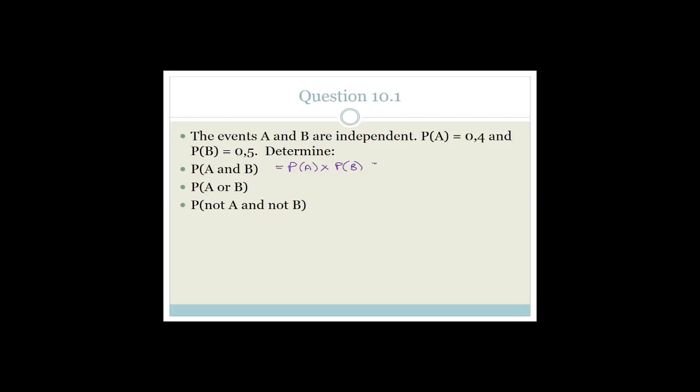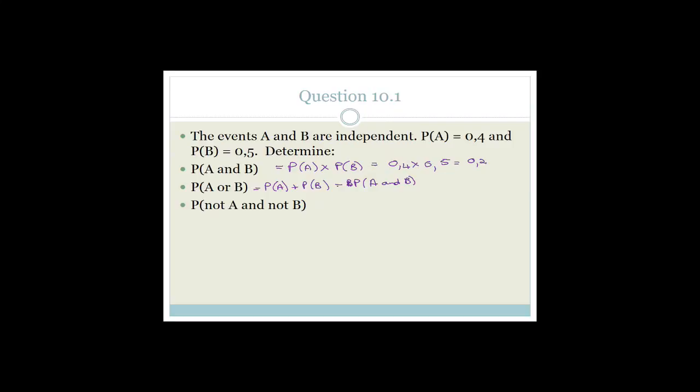So therefore, this is just going to be 0.4 times 0.5, which if you pop in the calculator is 0.2. Easy peasy, right? Probability of A or B. Now this is a difficult rule to remember, so you must learn it. Okay, please go and learn this rule. It is the probability of A plus the probability of B minus the probability of A and B. That is the rule.